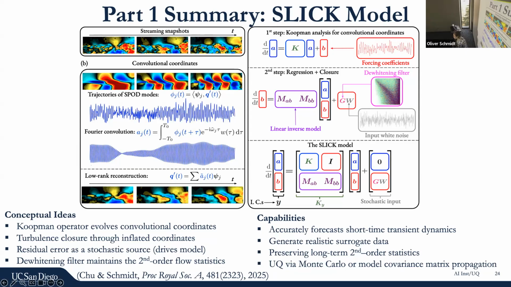It accurately predicts over very short time horizons, so weather forecasting, but it generates realistic surrogate data forever. So people have started using it for turbulent inflow generation and these kind of things. And Monte Carlo uncertainty quantification is kind of built in. It's kind of inherent. So that's a nice goodie we get.